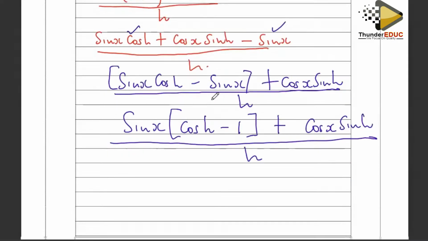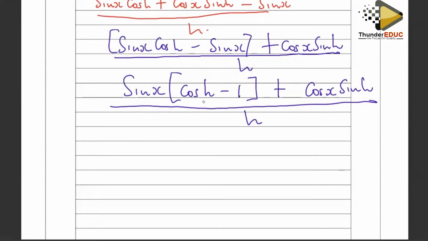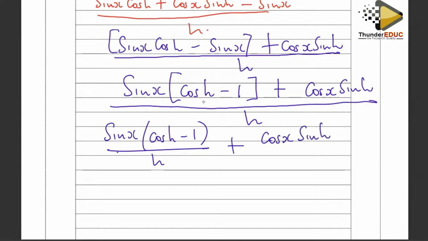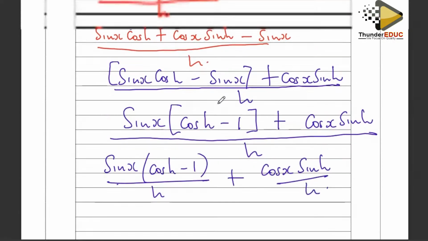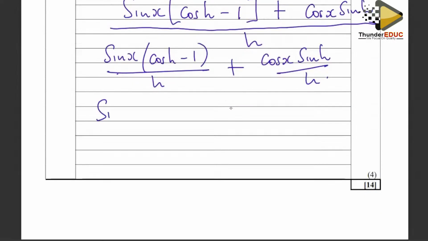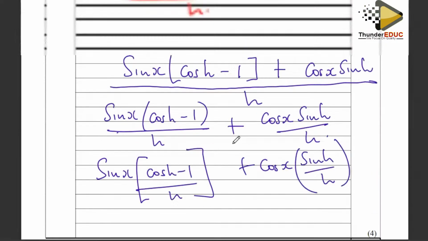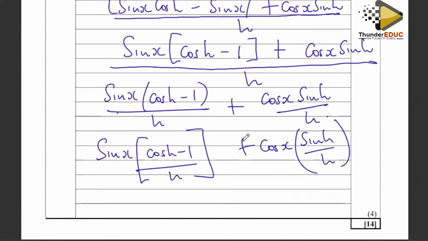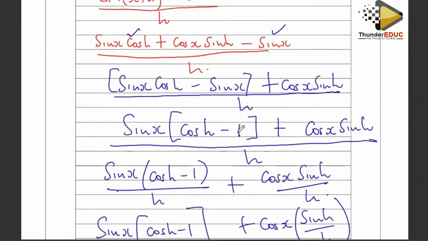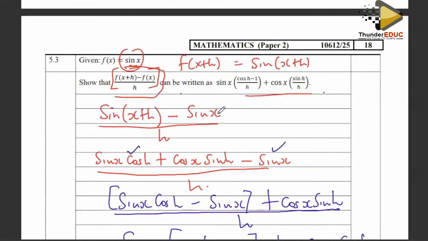Which format did we have? Things were separated. Okay, split this since it's the same denominator. We have sine of x into cos h minus 1, everything over h, plus cos x sine of h also over h. So all you have to do is rewrite the way it was because we've already obtained what we are interested in. So that is cos h minus 1 over h, and then cos x, and then sine of h over h. Put the brackets the way they put them as well. So that is how we would have gone about this mini calculus teaser.